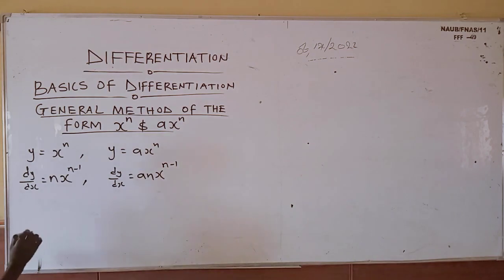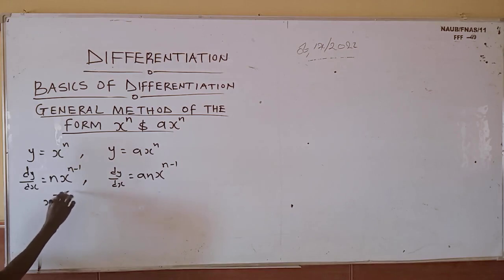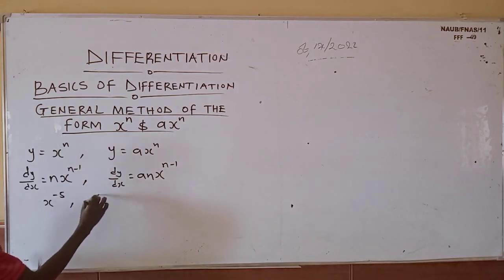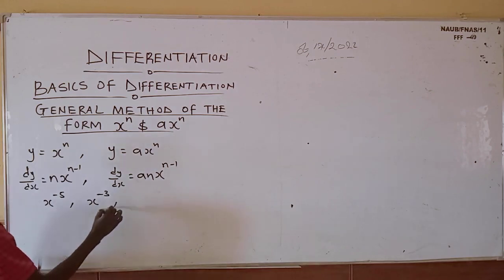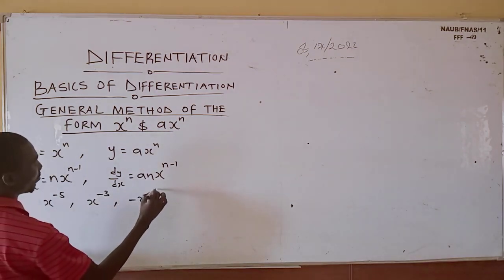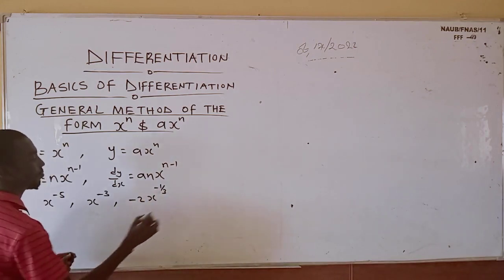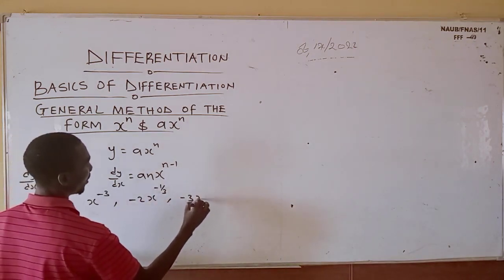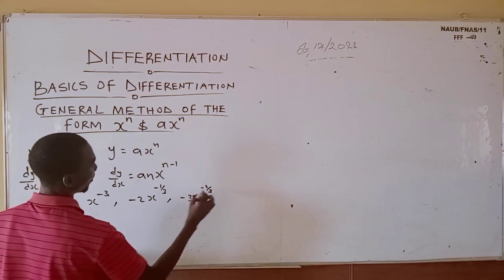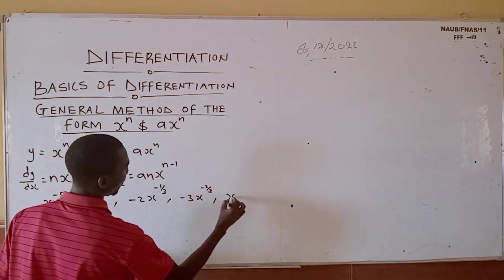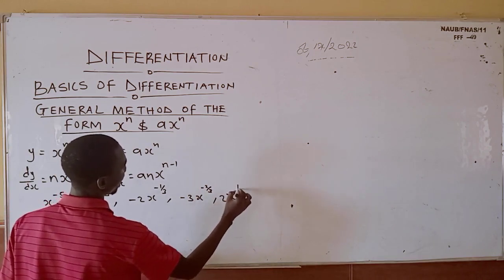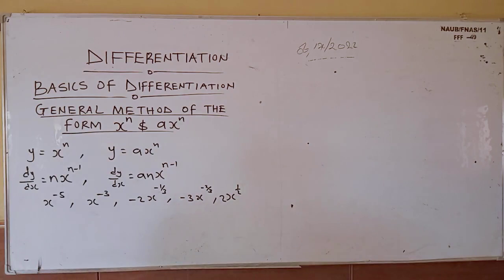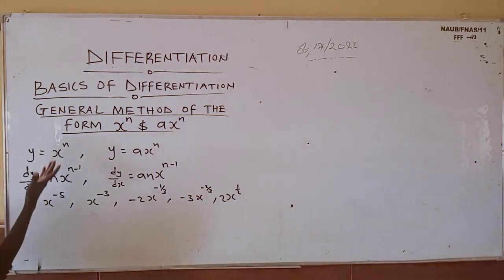Okay, so now let's consider some examples. Let's say we have s to the power of minus 5, s to the power of minus 3, and let's say we have minus 2 s to the power of minus 1 over 3, minus 3 s to the power of minus 2 over 3, and let's say we have 2 to the power of half, like this. Okay, now if we want to differentiate all this, we want to find dy over ds. So the same thing we still do.